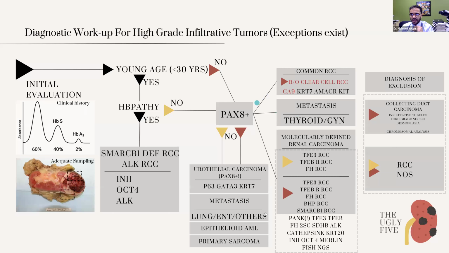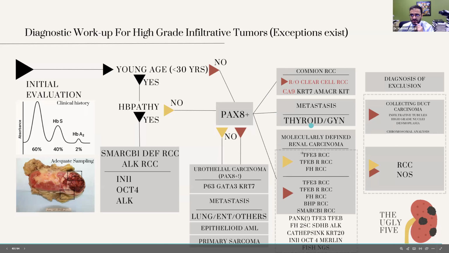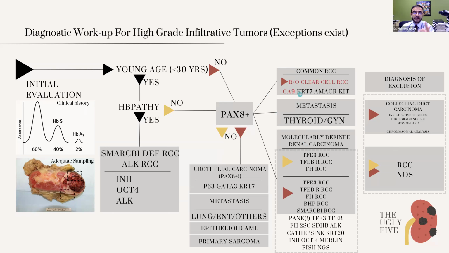If the PAX8 is positive, as we mentioned, molecularly defined renal carcinoma should be in the differential, but common RCC, especially clear cell, should be excluded because almost always high-grade infiltrative tumors will be very aggressive, and often they will present with metastatic disease. So the urologist and the medical oncologist will be dying to learn whether this tumor is clear cell or not, because clear cell has many more treatment options when compared to non-clear cell. We have to rule out clear cell renal cell carcinoma, and CA9 is a critical immunohistochemical assay for that.